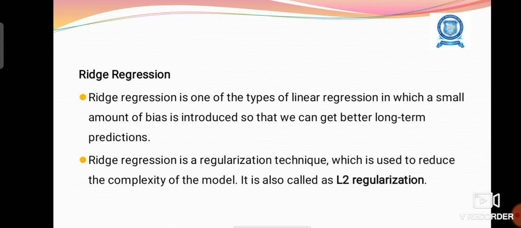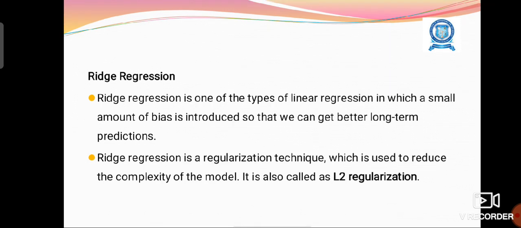Ridge regression is one of the types of linear regression in which a small amount of bias is introduced so that we can get better long-term predictions. Ridge regression is a regularization technique which is used to reduce the complexity of the model. It is also called L2 regularization.